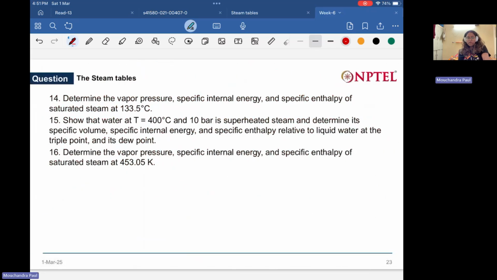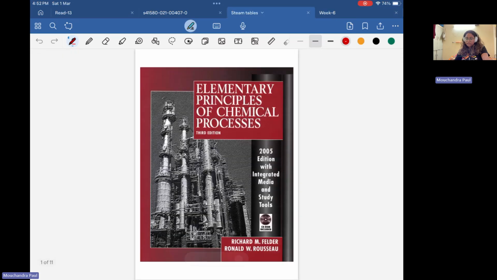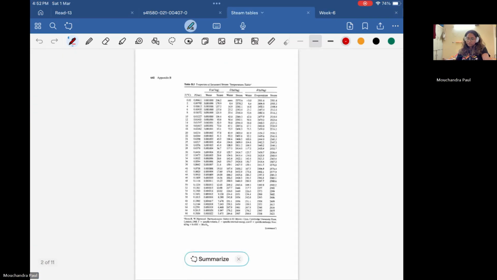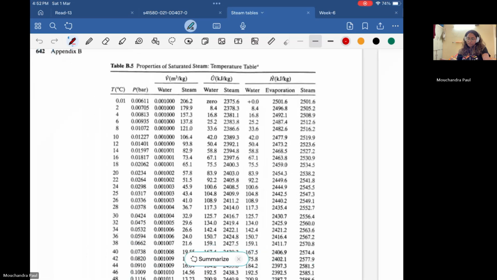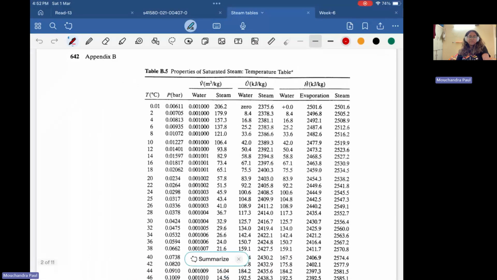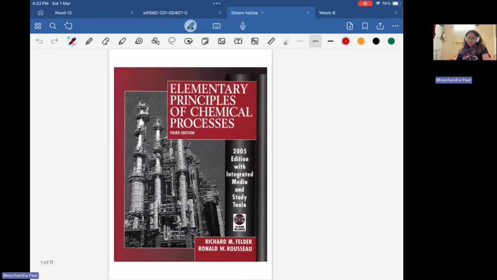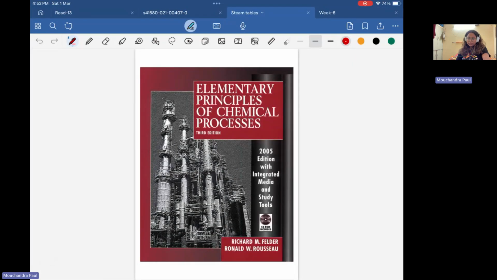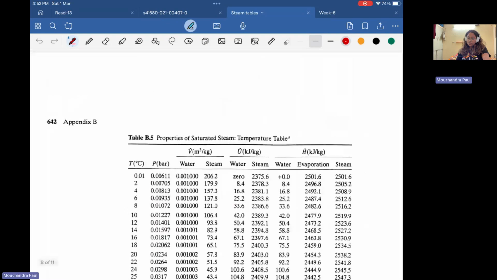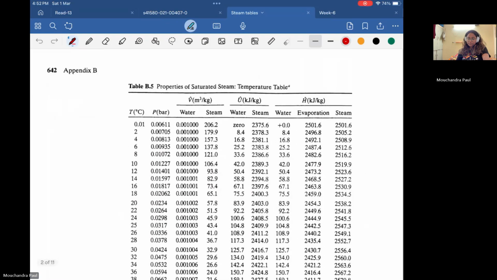Now we will quickly learn how to use steam tables by solving these few problems. The steam table looks something like this. This is one steam table. Steam tables are available in your textbook. So this I've taken from the textbook Elementary Principles of Chemical Processes. All right. And you can see this is table B5, where the properties of saturated steam are given.